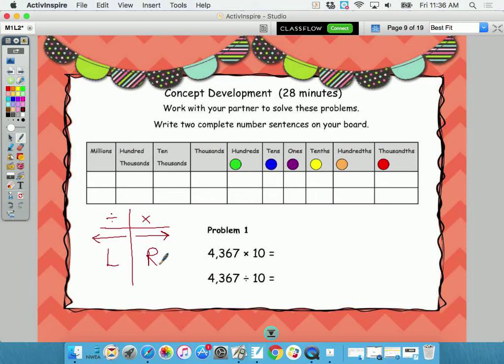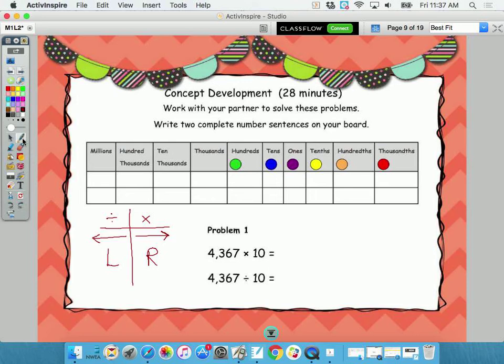Now we only use the decimal trick if we can't do the zeros trick. Okay? So the first choice is the zeros trick. Will the zeros trick work for 4,367 times 10? Yes. How do you know it works? You're multiplying, but you add a 0 to it. I can add a 0 to the end.